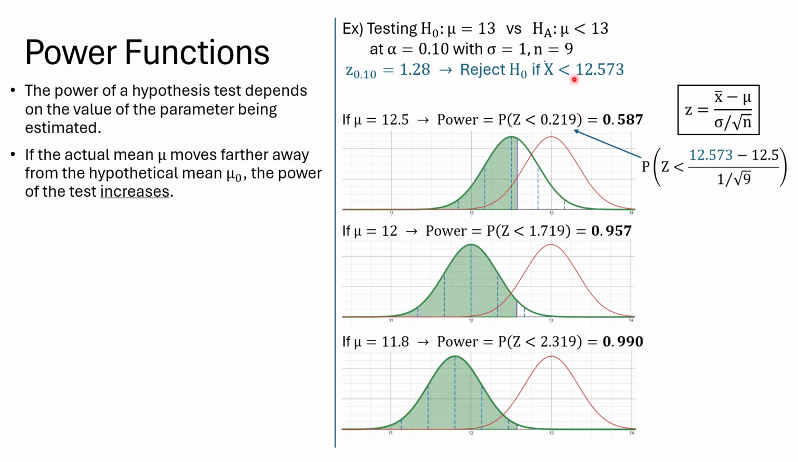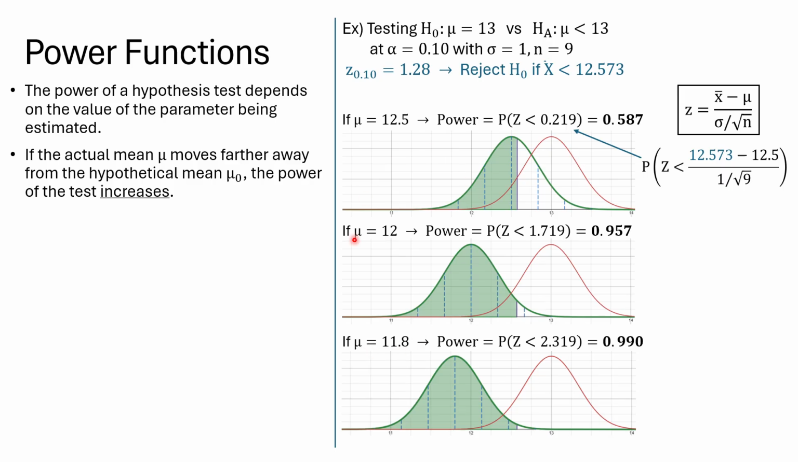And so here, if we take this value, 12.573, and find the z-score of that sample mean with a sample size of 9, sigma of 1, and a true mean of 11.8, that would have a pretty significant z-score of 2.319. So there would be a 99% chance, in this case, that we would have a sample mean that is less than 12.573, which means we would reject the null hypothesis as we should, not making a type 2 error. So we would have a 1% chance of making a type 2 error if the true mean were 11.8.